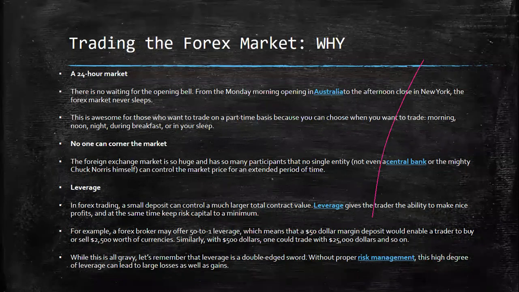This is called margin trading. Leverage gives the trader the ability to make nice profits and at the same time keep risk capital to a minimum. For example, a broker may offer 50-1 leverage, which means that a $50 margin deposit would enable a trader to buy or sell $2,500 worth of currencies. With a $500 account, one trade could hold $25,000 and so on. That's 50-1 leverage. While this is all gravy, let's remember that leverage, guys, is a double-edged sword. Without proper risk management, this high degree of leverage can lead to large losses, but on the plus side, it can give you some large gains as well.